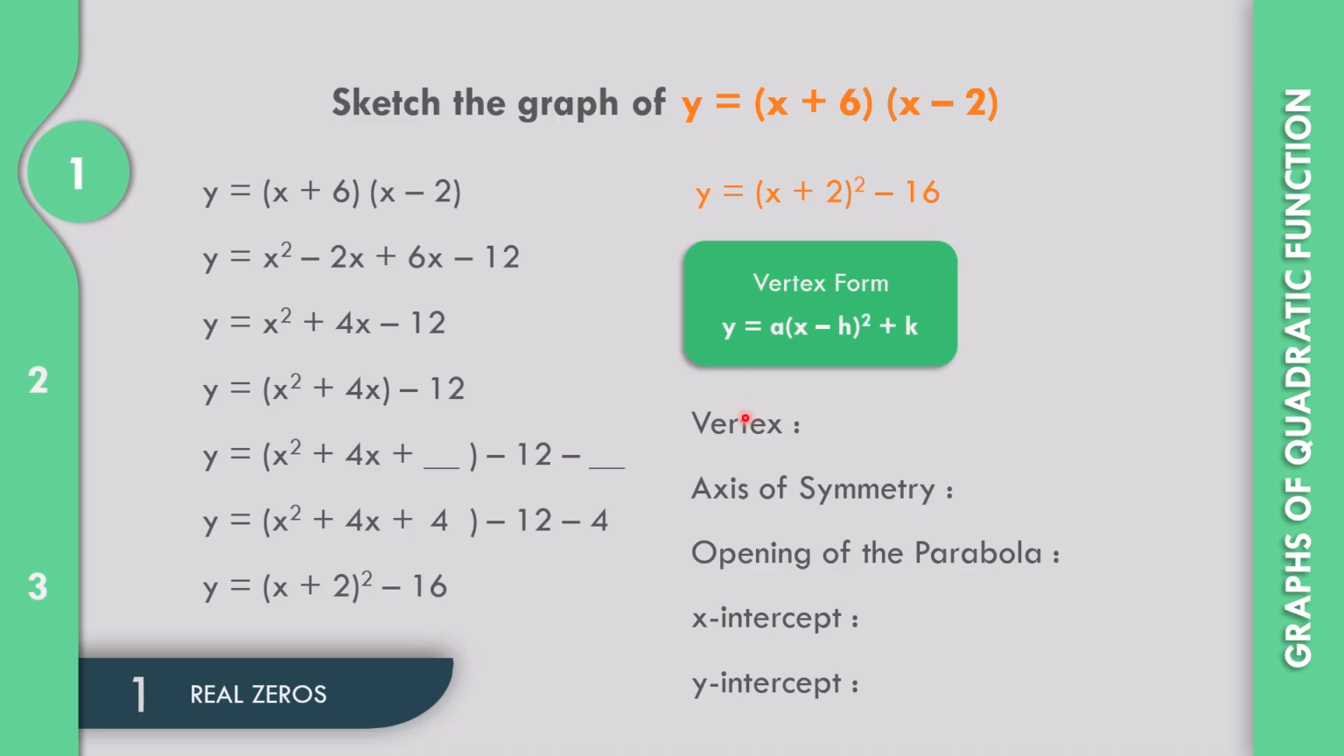Afterwards, let us identify the vertex. For the vertex, change the sign. So this one, positive 2, becomes negative 2, and then copy the value of k, that is negative 16. The axis of symmetry could be the value of h. So x is equal to h. So x is equal to negative 2. So let us see what could be the opening of the parabola. This is positive, so the parabola opens upward. So let us solve now the x and y intercepts.